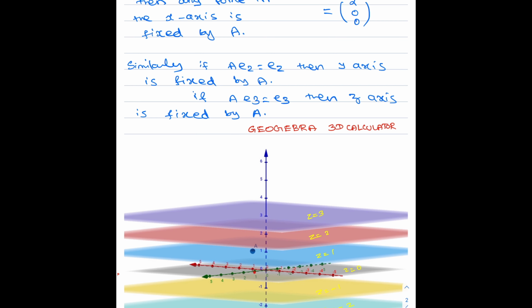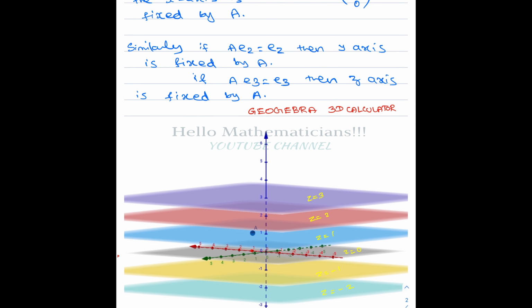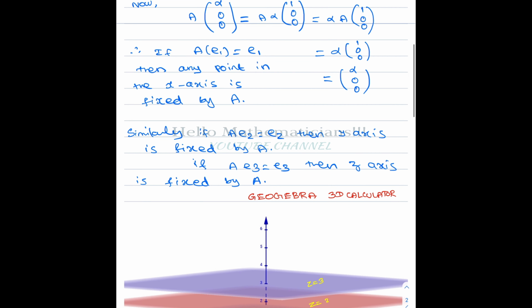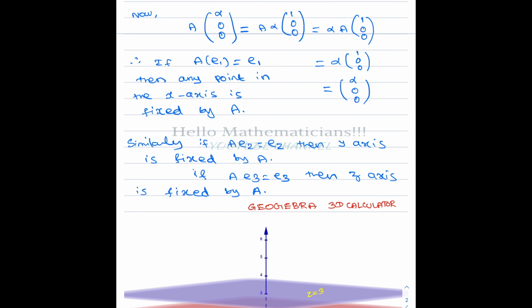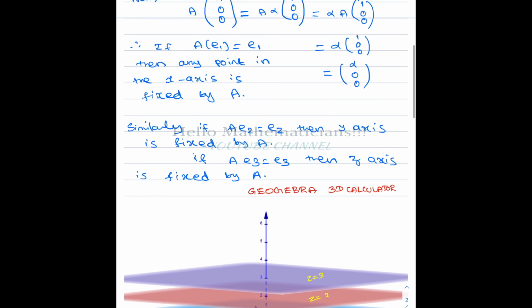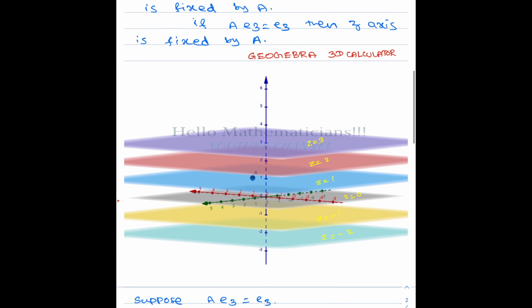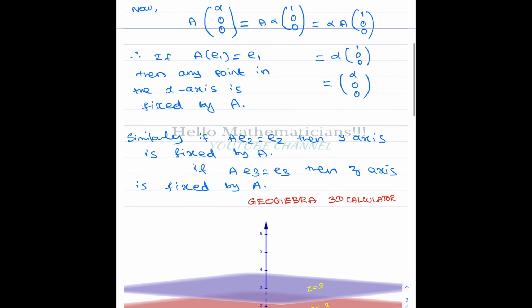This is our E2, (0, 1, 0), and this point is our E3, (0, 1, 1). We are saying that the matrix A takes this point, the red one, to itself. Suppose that is the case, and we look at any point on the x-axis. We claim that that point will also map to itself. So once a linear transformation takes this point (1, 0, 0) to itself, we claim that any point on the x-axis will also map to itself, pointwise. That is what we are claiming here.